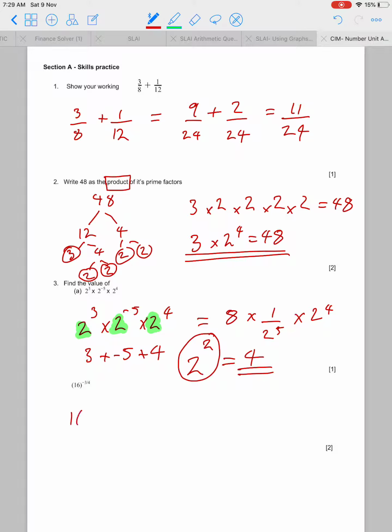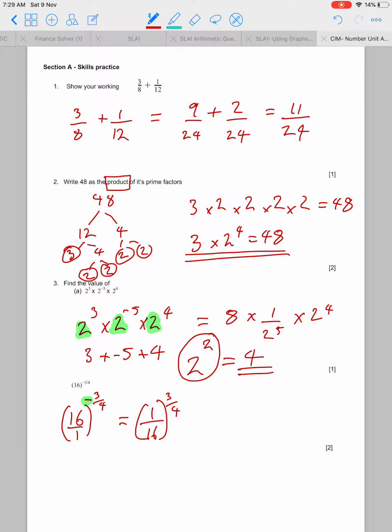And then the final one on this page, 16 to the negative 3/4. Okay. As soon as I see a negative index, I always put 16 over 1, because the negative means you're going to invert the fraction in the bracket. So let's deal with the negative exponent first. So that will change us into 1 over 16. So that deals with the negative.